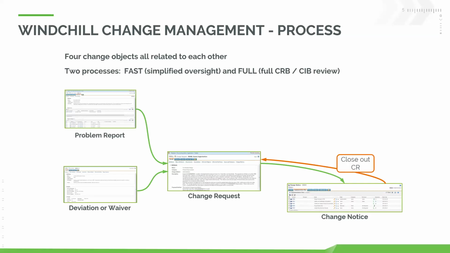So once you're actually done with the change notice, then you close out your change request and then close out your problem report. And you'll see in the demonstration very early on how Windchill allows you to have traceability between these different objects when you're going through a change.